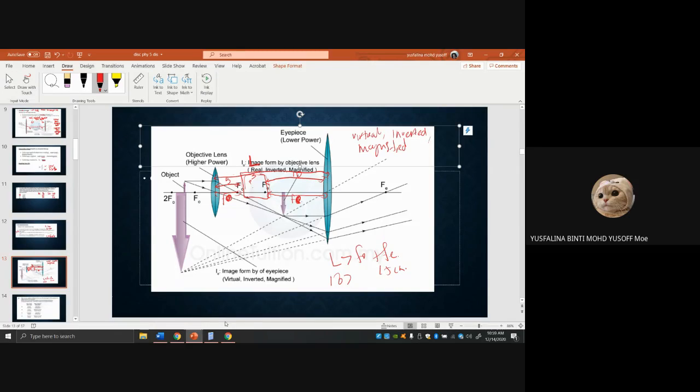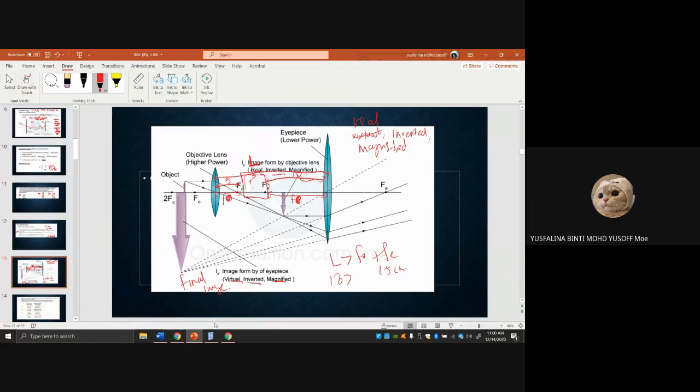Then the second image is formed. This first image will become the object for the eyepiece lens. This one should be virtual, because it is produced in front of the lens. So virtual, inverted, and also magnified. This is the last image, the final image. So the final image should be virtual, inverted, and magnified. The first image is real, inverted, and magnified.